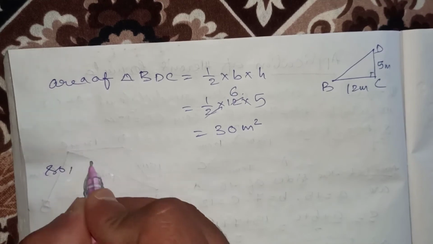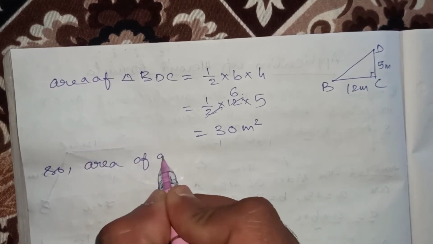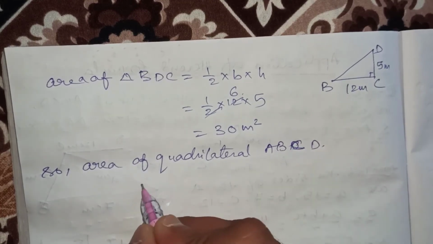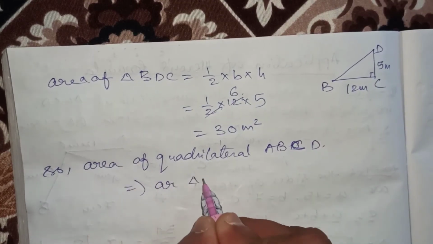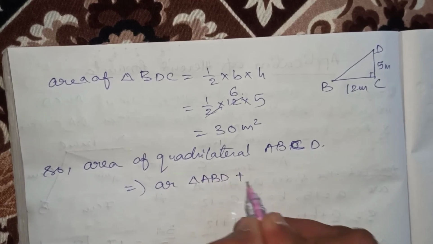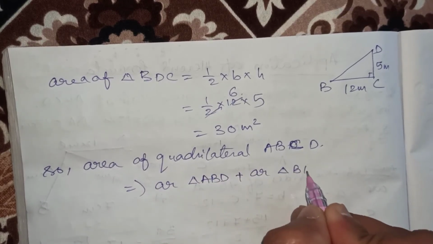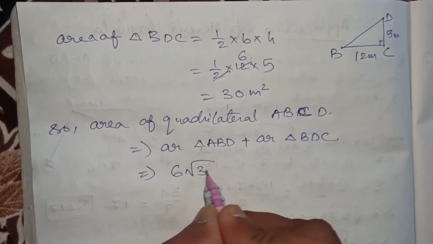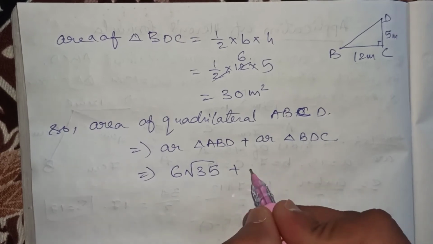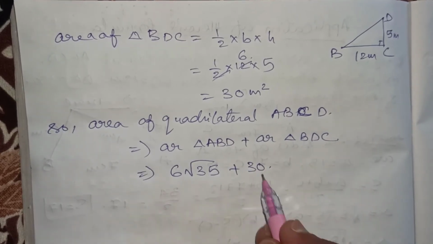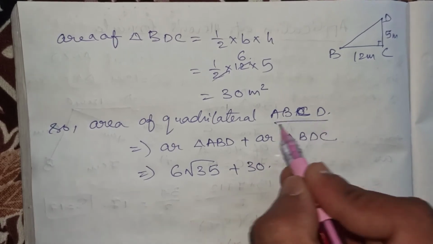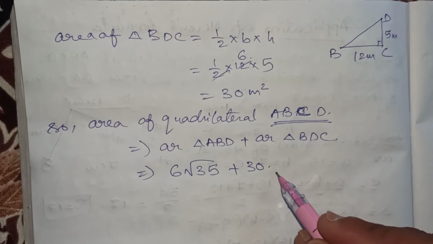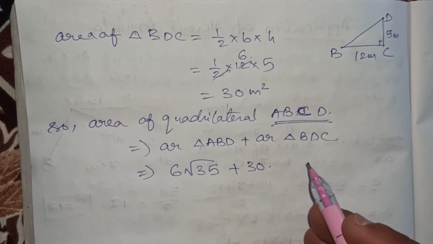So area of quadrilateral ABCD is area of triangle ABD plus area of triangle BDC. Area of triangle ABD is 6 root 35 plus area of triangle BDC is 30 meter square. So this much is the area of quadrilateral ABCD. Okay, by adding the area of two triangles we will get the area of the whole quadrilateral ABCD.